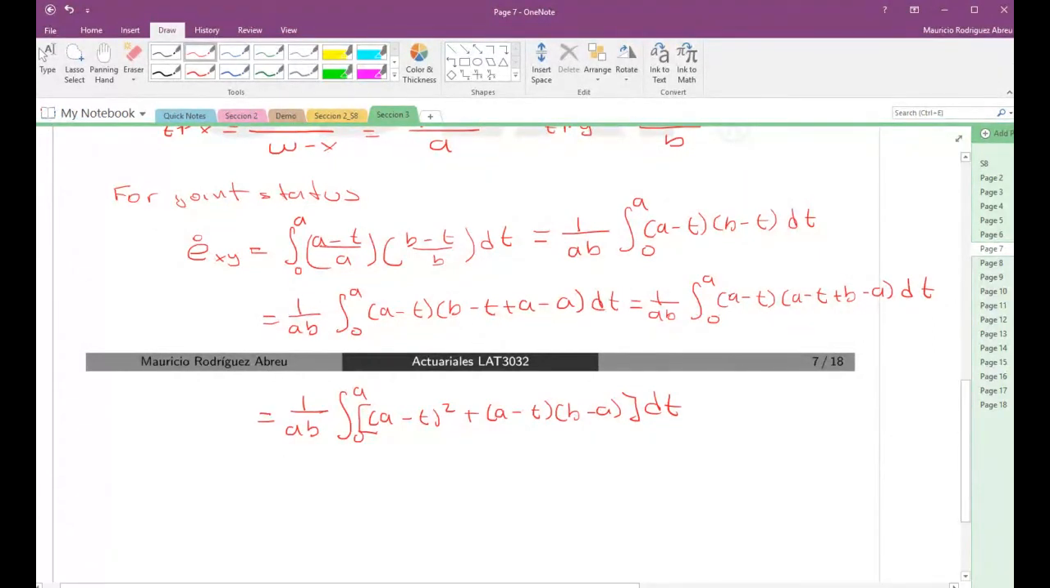So this is convenient because then I can just multiply a minus t times this part of the equation and then times the second part of the equation. So I'm just being creative here because I don't like really long integration processes.